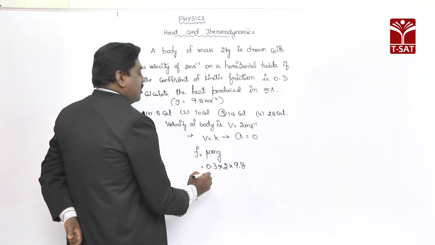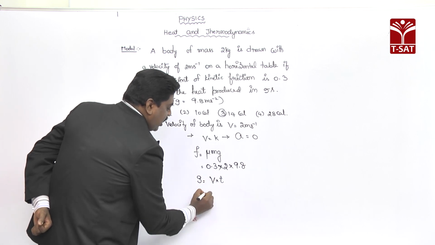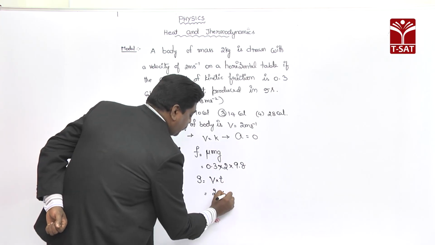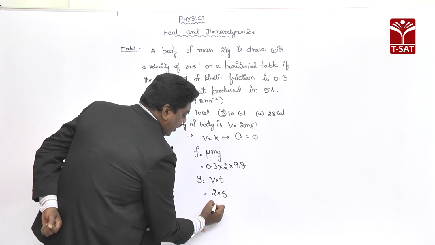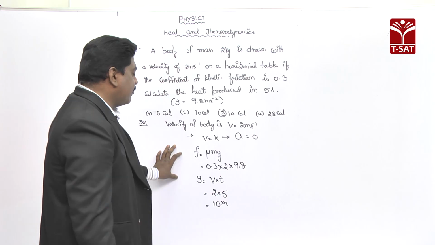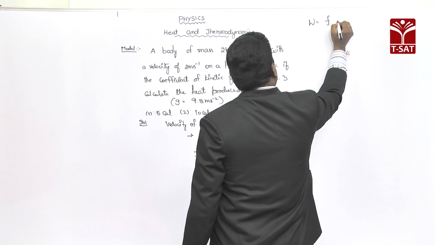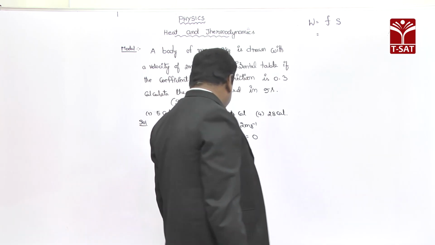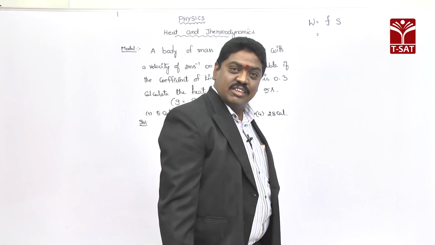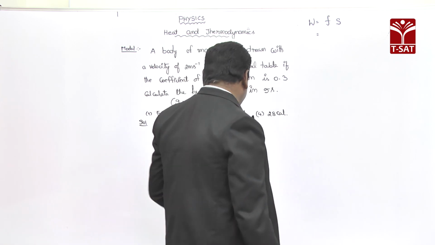The distance travelled by the body is given as velocity into time. The velocity is given as 2, and the time is given as 5 seconds. Therefore, 2 into 5, it is given as 10 meters. But we want the work done actually. The work done is given as frictional force into displacement. Both the frictional force as well as the displacement are in the same direction. Therefore, theta is taken as 0 degrees, cos 0 is 1. Therefore, we are writing W equals to just F into S.